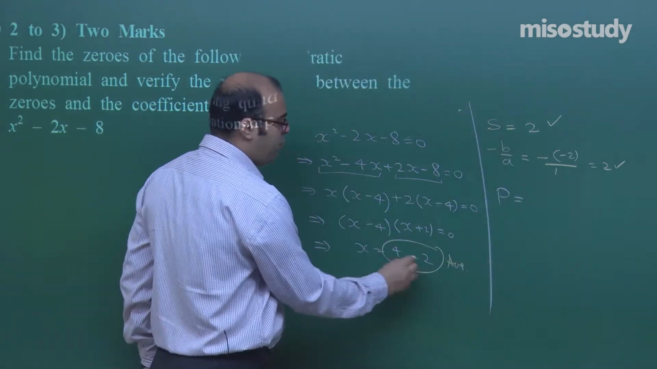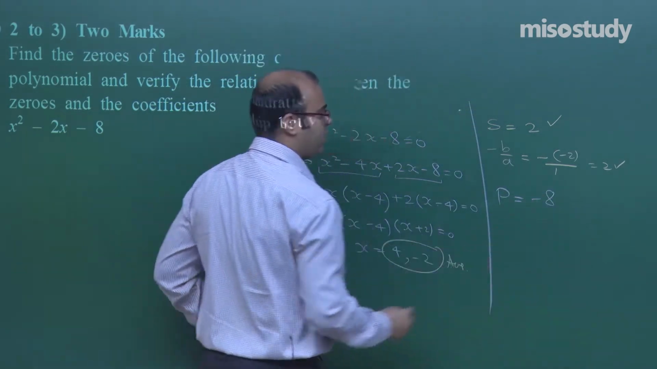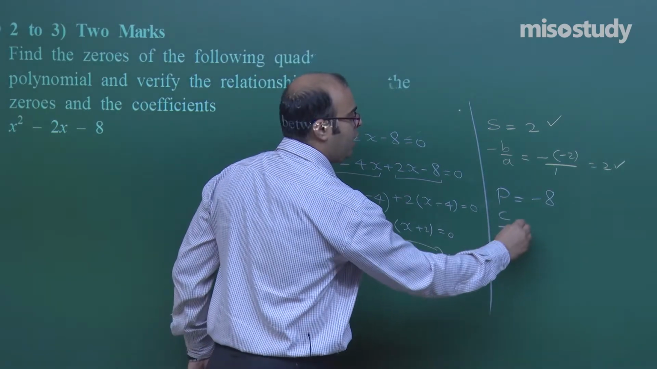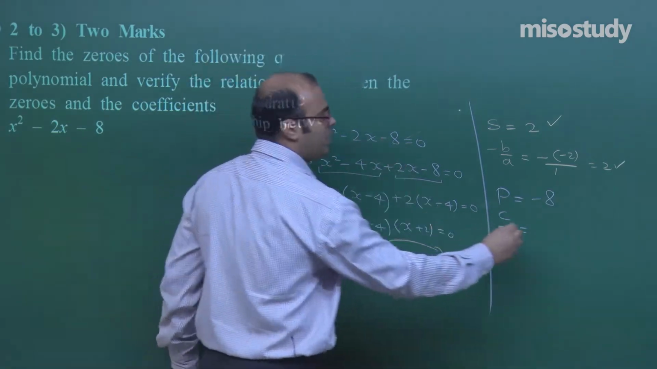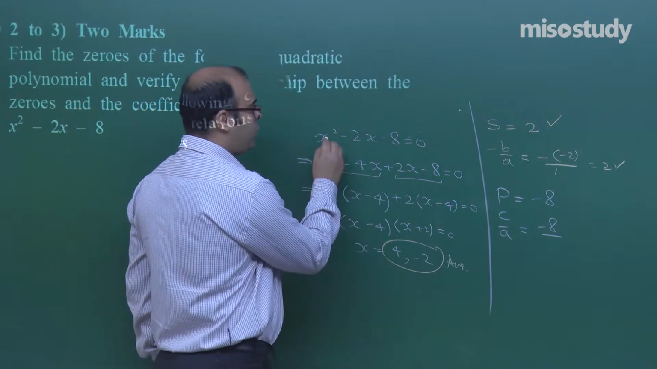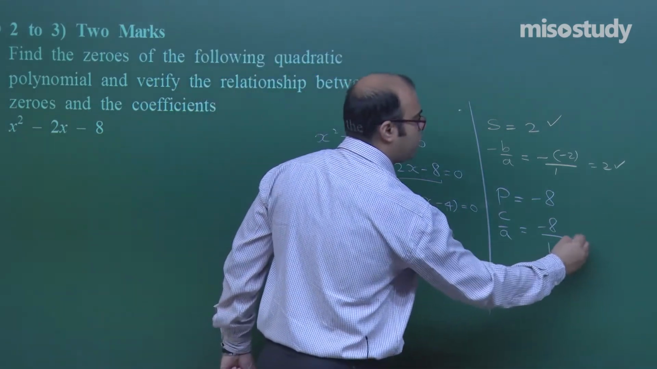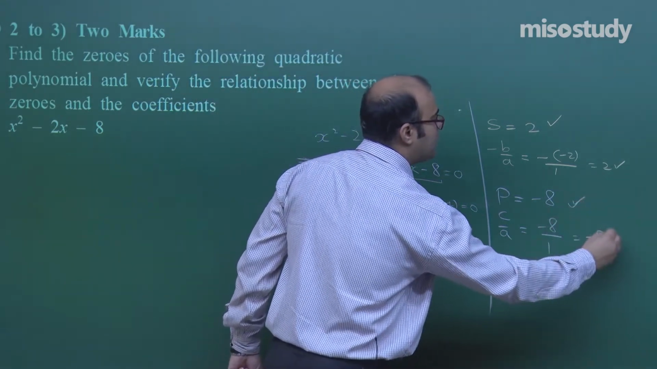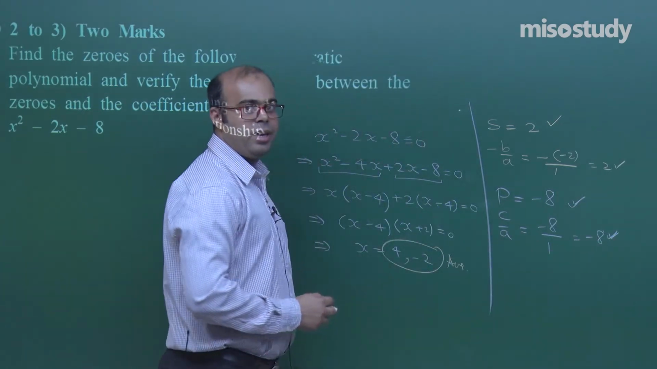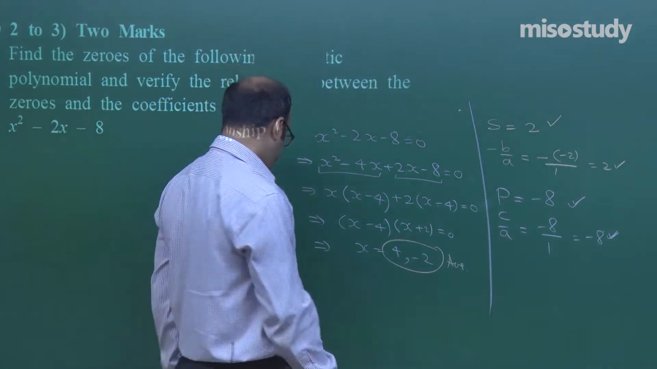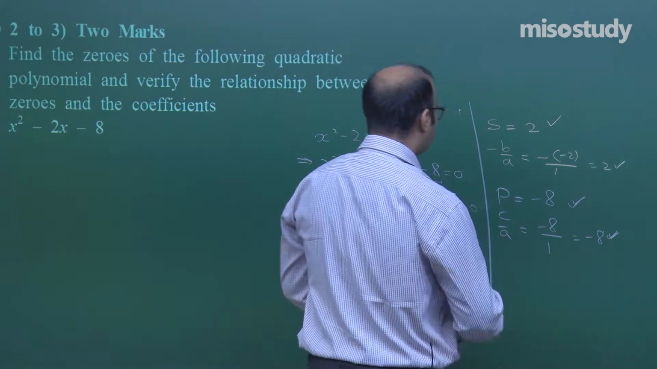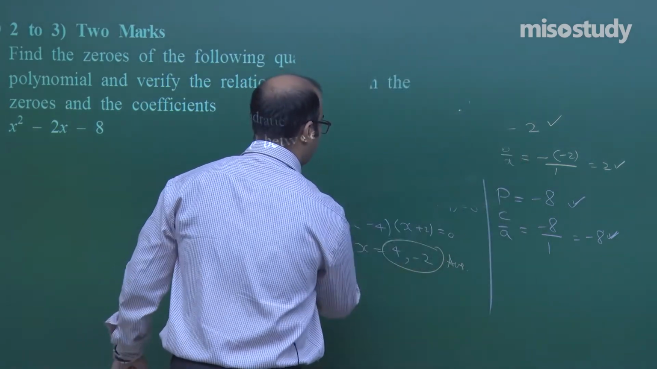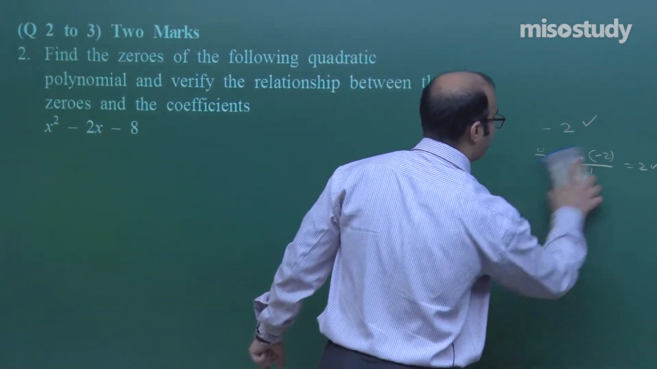So, if we multiply 4 with minus 2, we get minus 8. And what is the value of c by a? c is the constant, which is minus 8, and a is the coefficient of x square, which is 1. So, this is minus 8. We observe that minus 8 is the common value of the product and c by a. So, this is also correct. So, we have found the zeros and also we have verified the relationship between zeros and the coefficients of the quadratic polynomial.